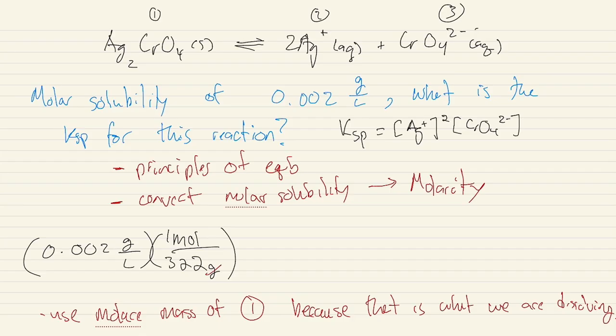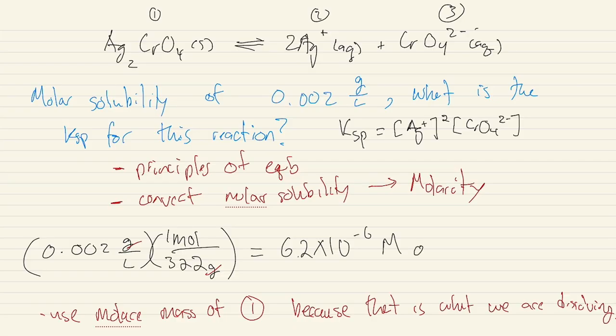So units of grams cancel out, and all we're left with is units of moles per liter, which is molarity. And so what do you guys get when you plug that in? Does anyone get a value for that? Let me plug it into my calculator. 0.002 divided by 322. 6.2 times 10 to the minus 6 molarity is what I got when I plugged that in.